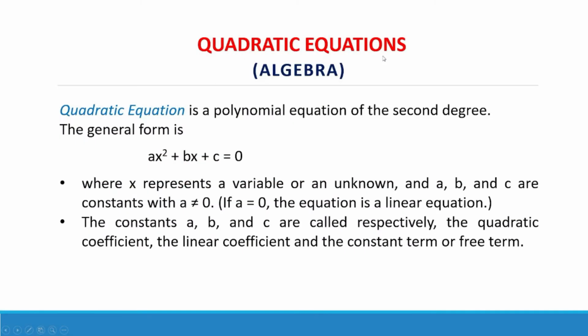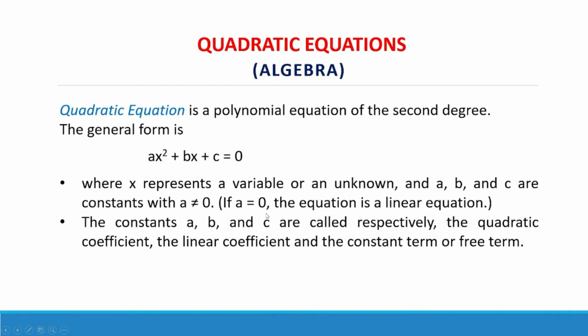Quadratic equations. A quadratic equation is a polynomial equation of the second degree. The general form is ax squared plus bx plus c is equal to 0, where x represents a variable or an unknown, and a, b, and c are constants with a not equal to 0.